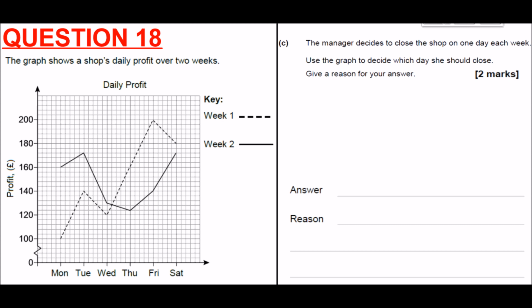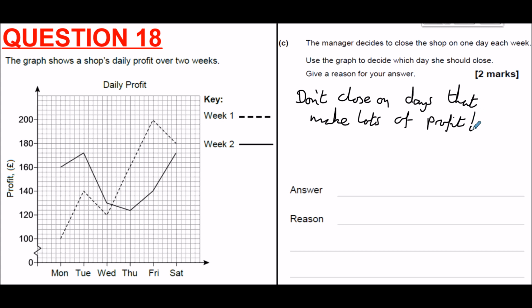Part C, the manager decides to close the shop on one day each week. So we need to use a graph to decide which day she should close and give a reason for it. Well, we don't want to close on profitable days. So I'm just going to put this inside a bubble. So don't close on days that make lots of profit. That's the main thing to consider.